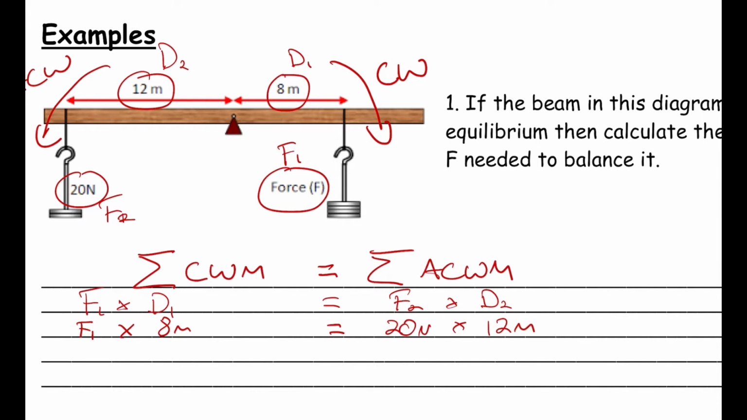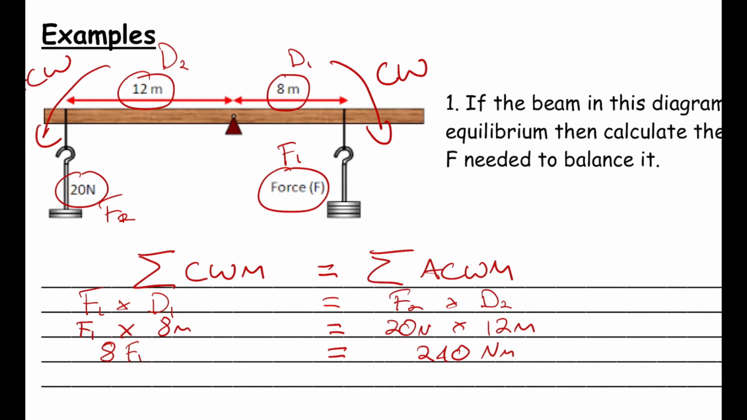Next, we'll simplify the problem so you can quickly see that 12 and 20 can be multiplied by each other to give 240, so pop that in your calculator. The left-hand side doesn't need to change but can be written as 8F1.